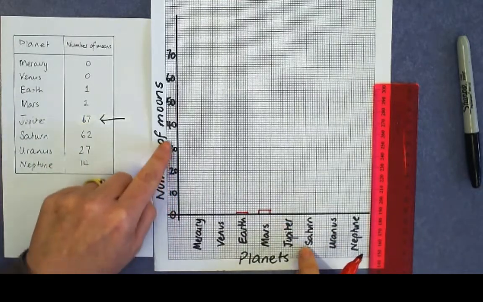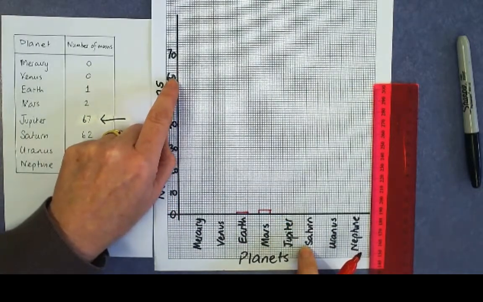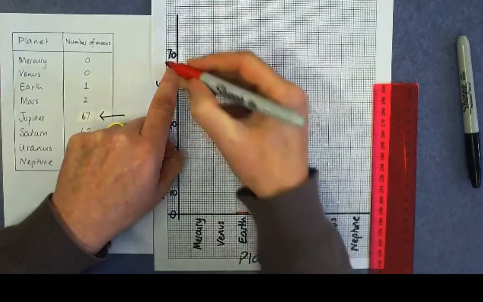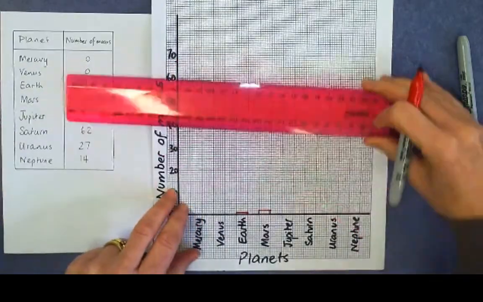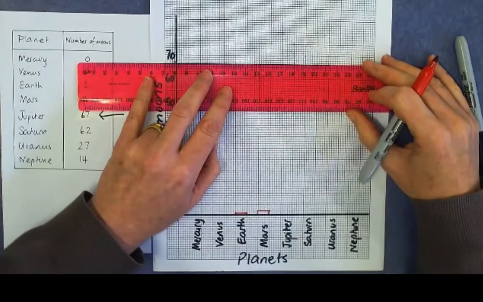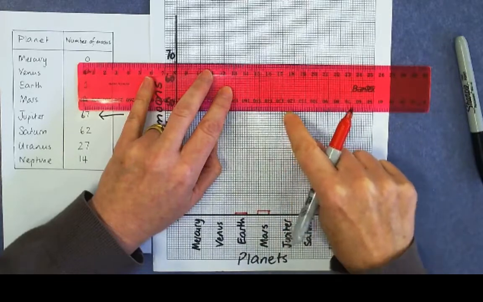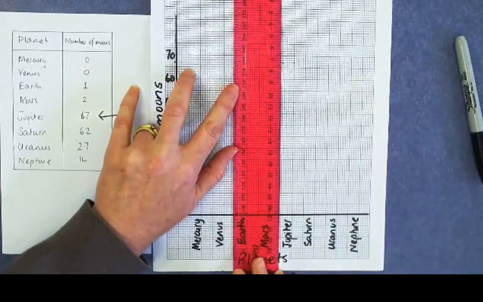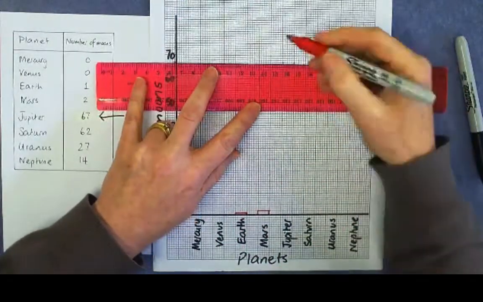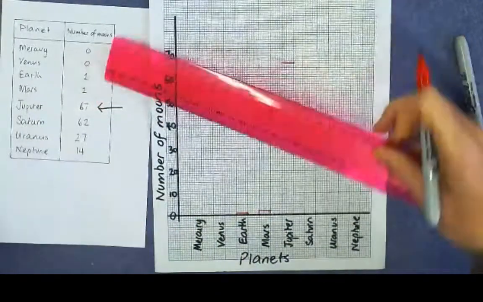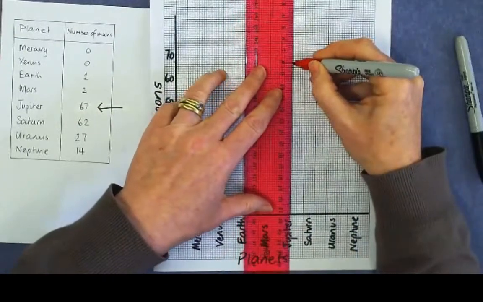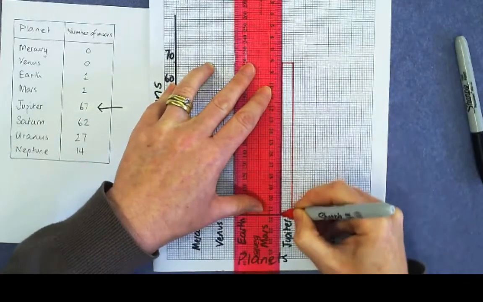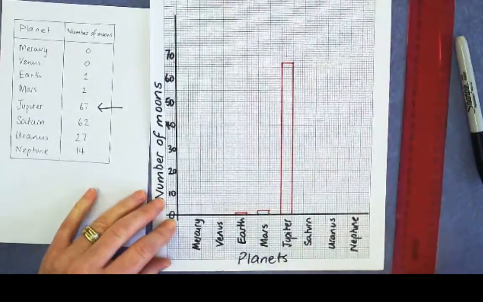Jupiter, 67. So we look up our axis to 60. Each of our little lines is worth 1. 1, 2, 3, 4, 5, 6, 7. That's 67. Track across with the ruler. Line it up with Jupiter. Just going to check. Yep, that's in the right place. Draw the top of the column and then join that to the x-axis using our ruler.